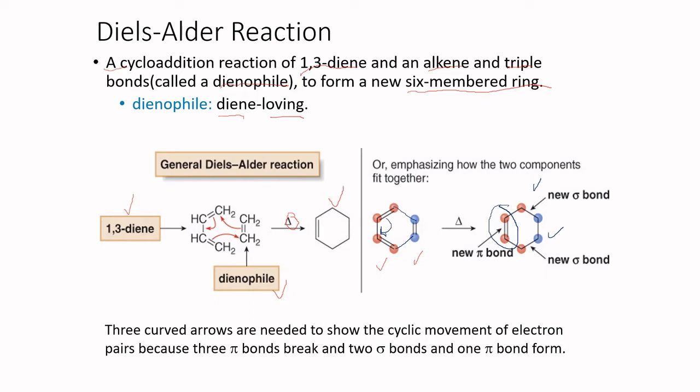So in the mechanism of the cycloaddition reaction, 3 curved arrows are needed to show the cyclic movement of the electrons, because 3 pi bonds break, 2 new sigma bonds form, and 1 new pi bond forms.